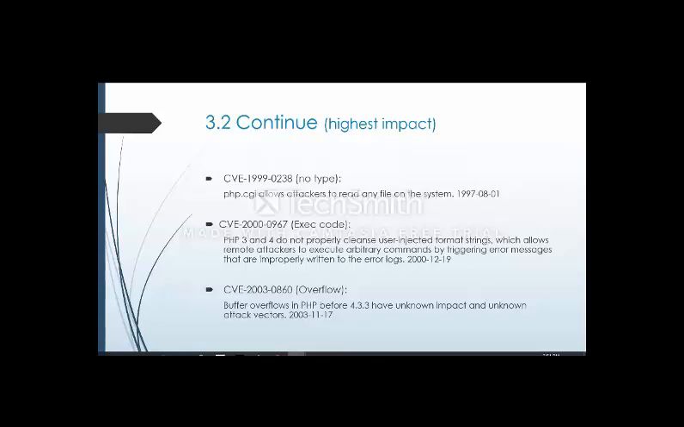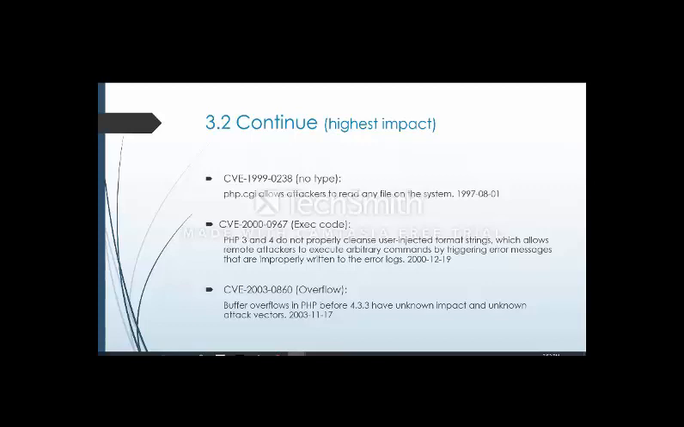The next one is an execute code type. The vulnerability allowed attackers to execute code on PHP. So it says PHP 3 and 4 do not properly cleanse user-injected format strings, which allows remote users to execute arbitrary commands by triggering error messages that are improperly written to the logs. This was in year 2000, month 12 and day 19.